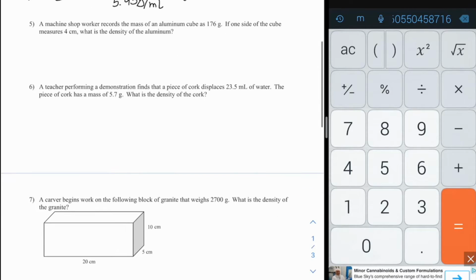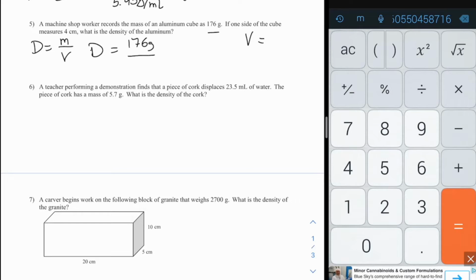Okay, pretty basic there. Density equals mass divided by volume. Density again equals my mass. There it is, a mass of 176 grams. Volume I'm looking for. Okay, so here we've got to figure out the volume.